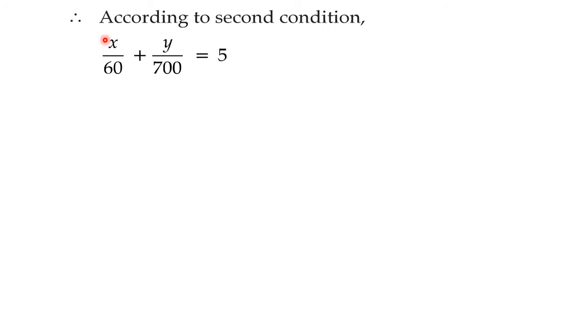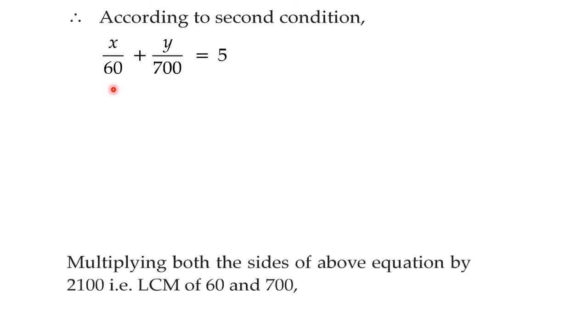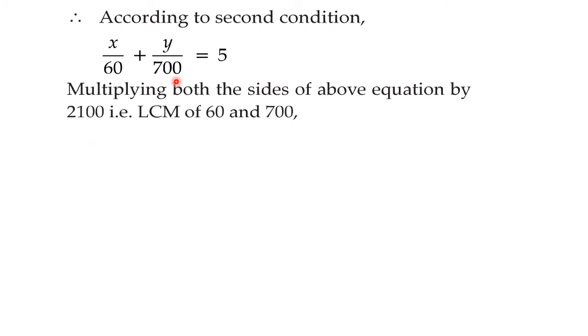Now you can see that here the fractions are there, and generally we don't want fractions. Whenever there is a denominator, we try to eliminate it. Or if we want to solve this equation, then we have to go for the cross multiplication, because for addition the denominators must be equal. So here you have to think of LCM of 60 and 700. So LCM of 60 and 700 is 2100.